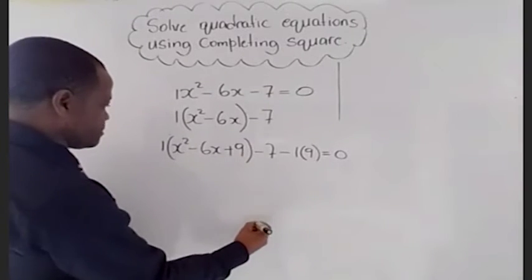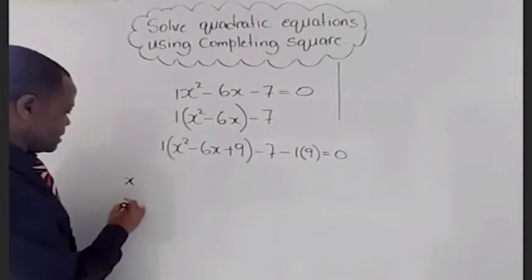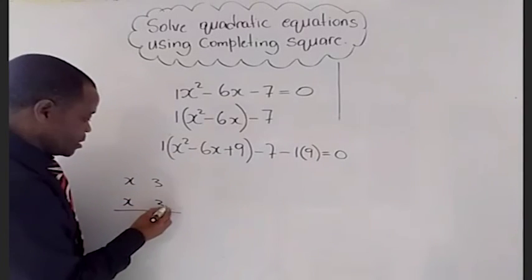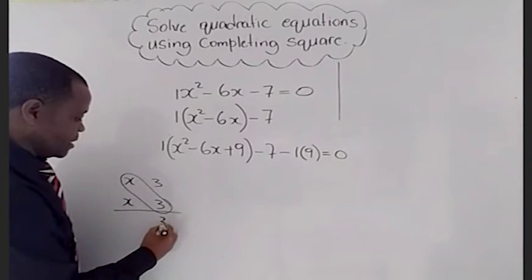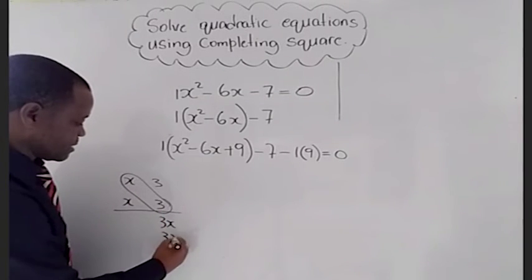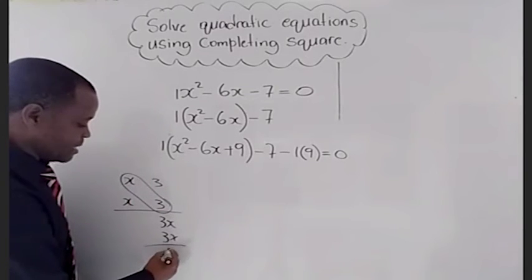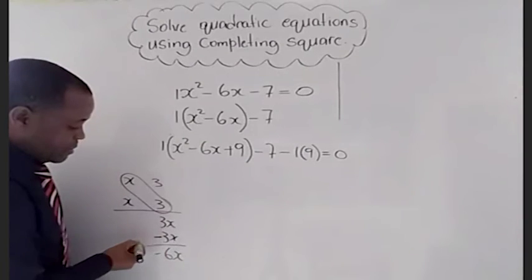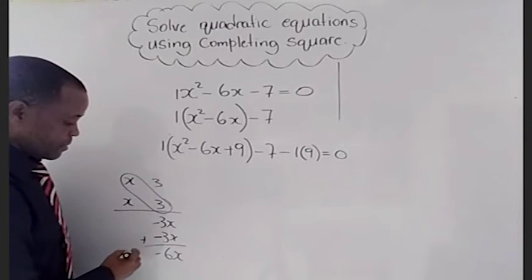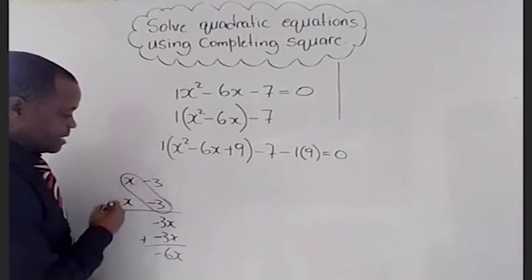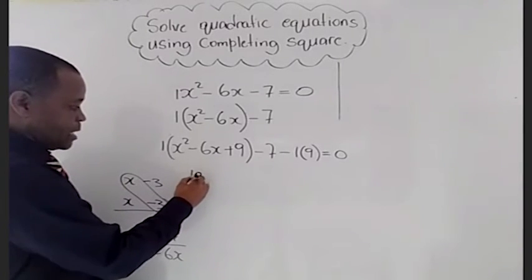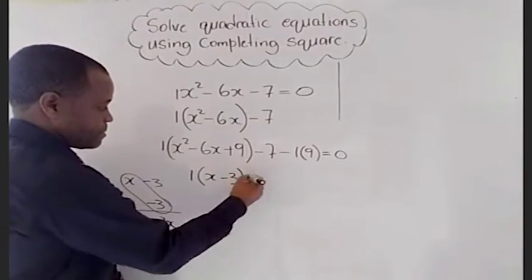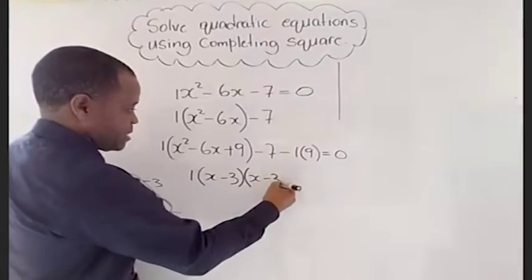So let's factorize quickly. For this, I'm going to use 3 and 3. So here, the cross product will give me 3x. That will give me 3x. What do I need? I need -6x from it. Now, to get -6x, it means that this should be negative and that should be negative. So I can now write it as 1, open bracket, x minus 3 times x minus 3.